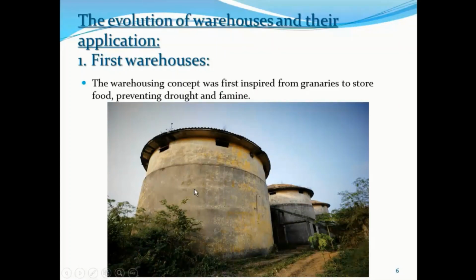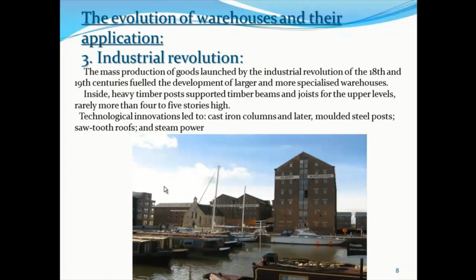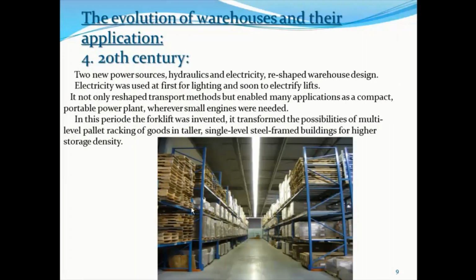The evolution of warehouses. We have warehouses from centuries ago. They used to store food and stuff. This is a picture of some of the old first warehouses that we still find in the current world. And then there are some medieval warehouses, the industrial ones, and the 20th century's warehouses that use electrical equipment, and they are far better and far easier to access and store goods.